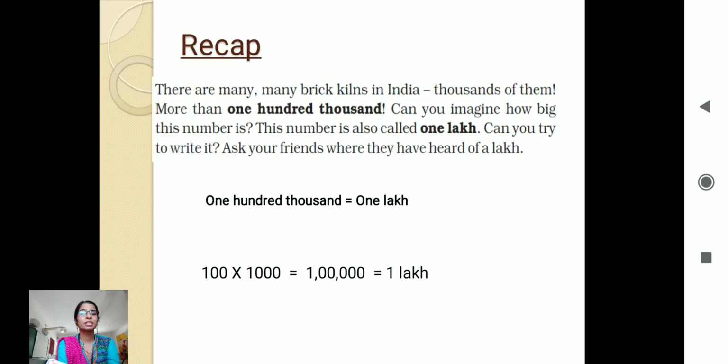And why I have related this now here, because the bricks were being made in the kilns in lakhs, right? That is 100,000, isn't it? Okay. So I hope everybody will complete the worksheet on their own. You can take a little help of your parents, but you have to solve it on your own.